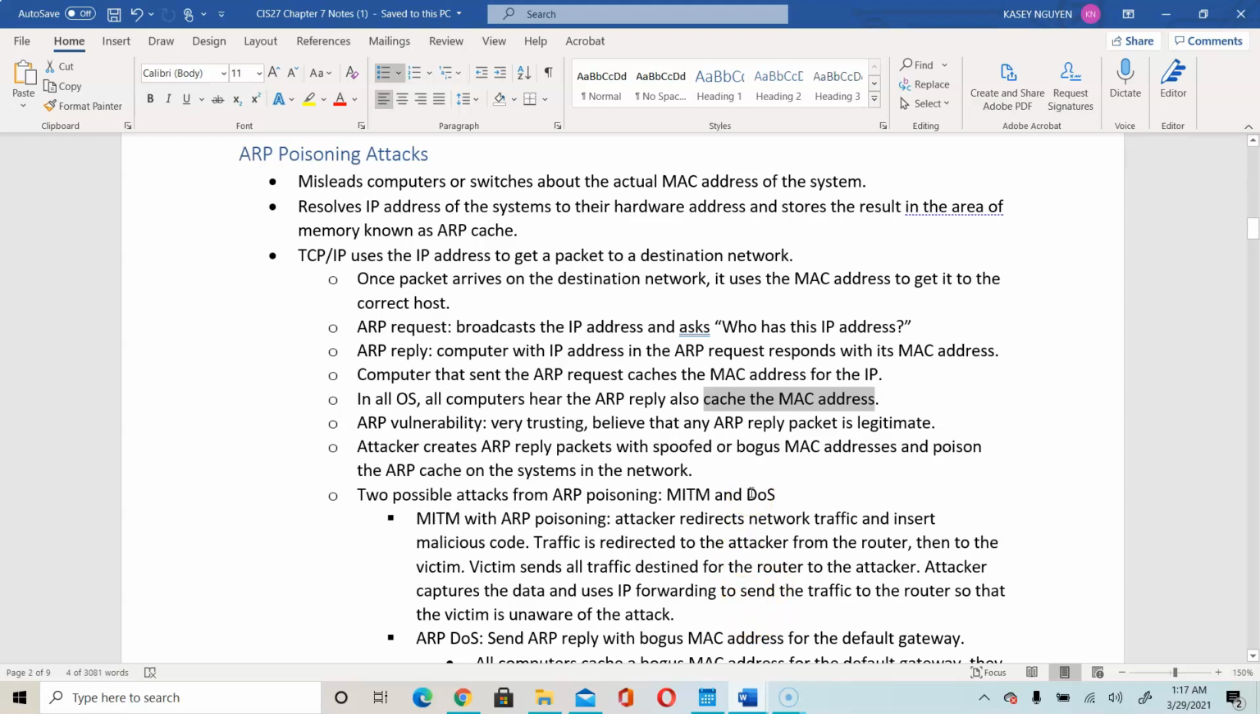Now, the vulnerability behind it is that it's very trusting. It believes every reply packet to be legitimate, so it cannot distinguish on its own. So the attacker can create ARP reply packets that have a bogus address, and that would be stored in the cache, which is what we call ARP poisoning.